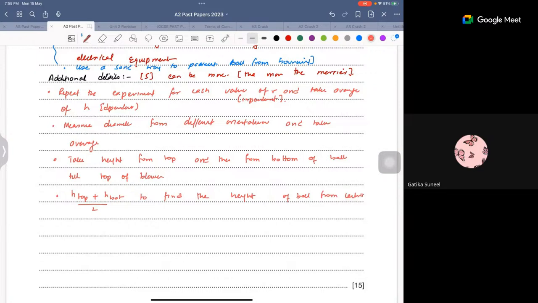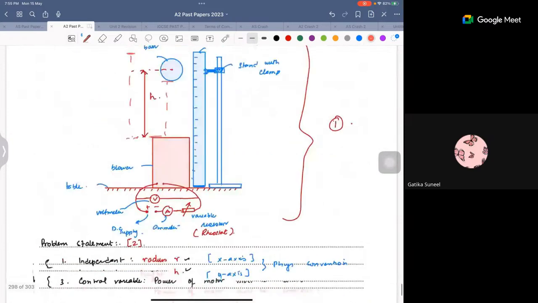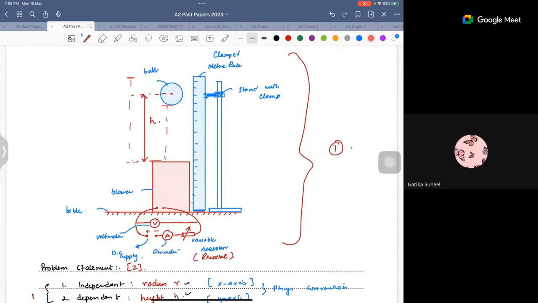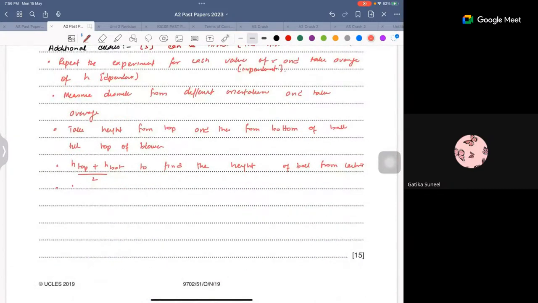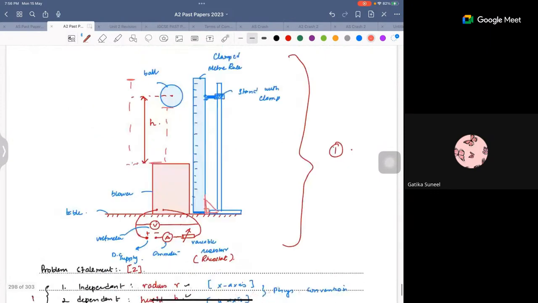So that's better. Then another point that comes to my mind is, it is possible that your ruler might not be perfectly vertical. So you can add a set square to make sure it is perfectly vertical, right? So use a set square to make sure the ruler is vertical.